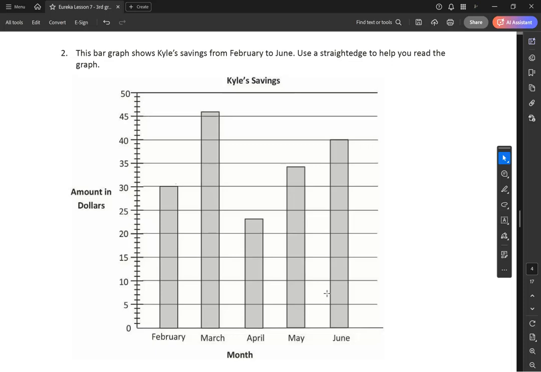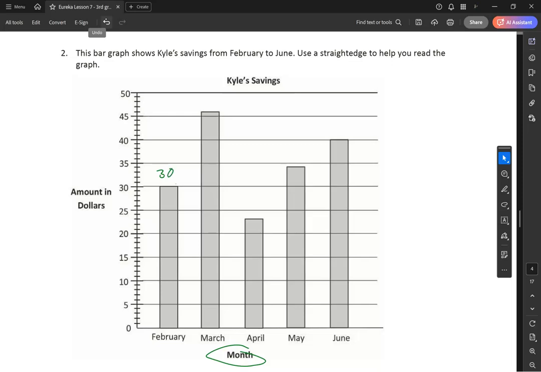This bar graph shows Kylie's savings from February to June, and it says to use a straight edge to help you read the graph. Okay, so here we have Kylie's savings, the title. Here we have our numbers, our amount in dollars, and we have the months. The reason you can use your ruler is because they put little marks in between the numbers now. So now you can count by 1. So you can go 0, 1, 2, 3, 4, 5. So now you can see where exactly the bars are. So the first thing we need to do is go through and label all of them.